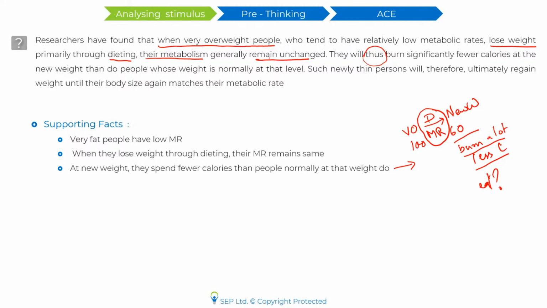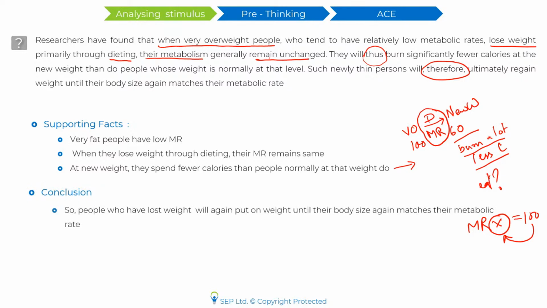But let me continue. Such newly thin persons will therefore, not the therefore is a confusion figure here, ultimately regain weight until the body size again matches their metabolic rate. So if their metabolic rate was X at 100 kilos, they will again become 100 kilos, to match that metabolic rate. So all I'm saying in simple language is people who have lost weight will again put on weight. This is the simple thing. All right. How will this happen?